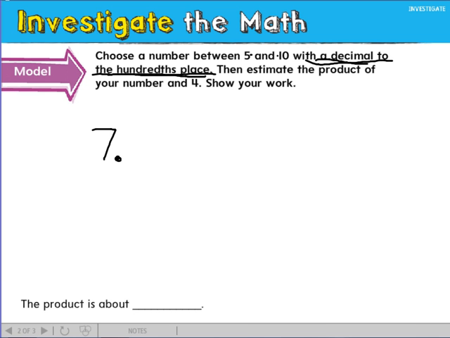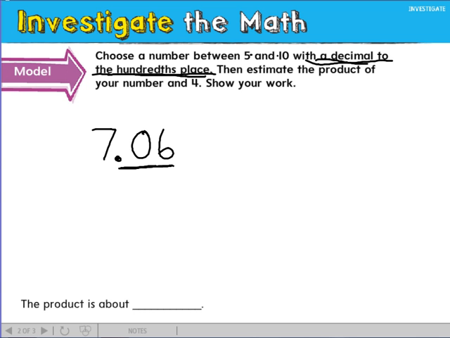So 7 and how many hundredths? Let's go 6 hundredths. How am I going to write that? 7.06. Everybody was shouting out whole numbers. You left out the hundredths. Here, 7 and 6 hundredths.